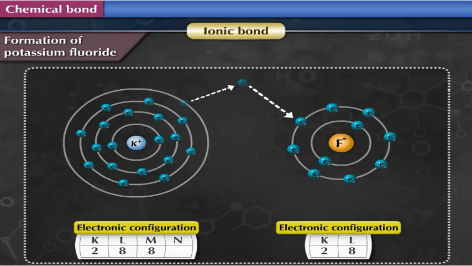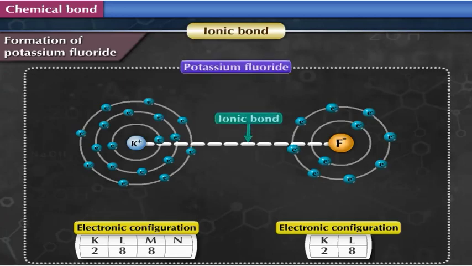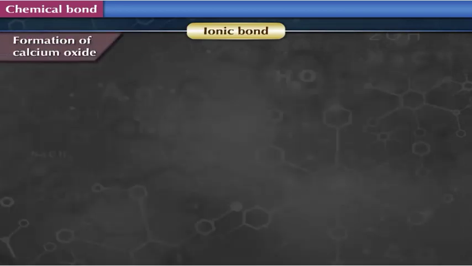The electronic configuration of potassium ions so formed is 2, 8, 8 and that of fluoride ion is 2, 8. These ions are bonded to each other by an electrostatic force of attraction, thus forming an ionic bond. In this way, the ionic compound potassium fluoride is formed. Formation of calcium oxide.